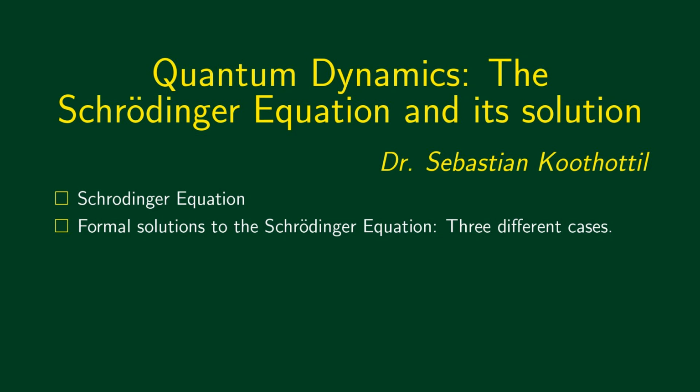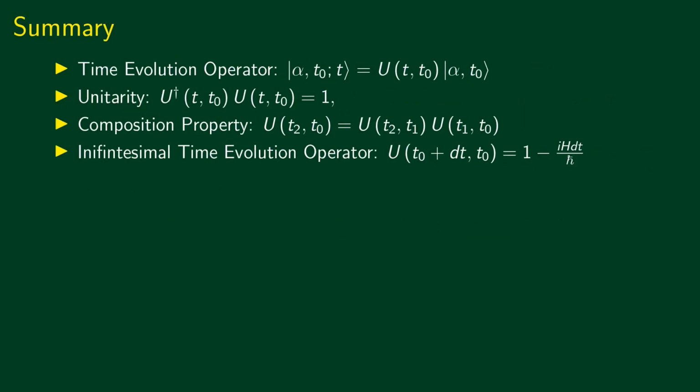Hi, we move on to the next topic from quantum dynamics, the Schrödinger equation and its solution. In the last class, we discussed the time evolution operator, which is defined according to this equation. Here, U(t, t0) is called the time evolution operator, and it is the operator that relates two states. One is the state of the system at time t equal to t0, or the initial state. This is the state of the same system at a later time t.